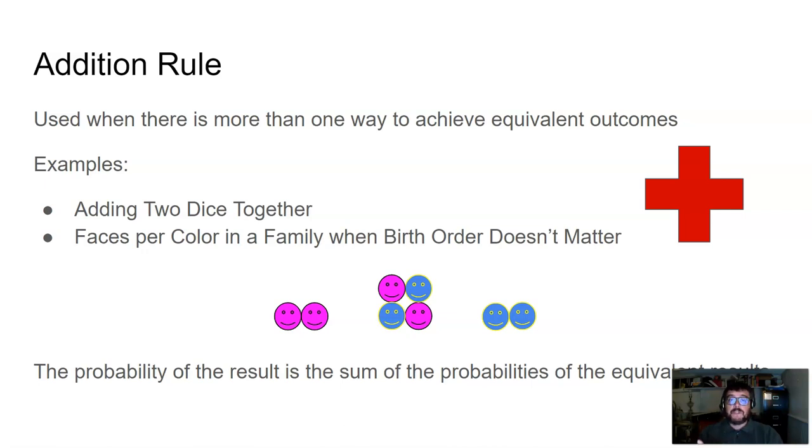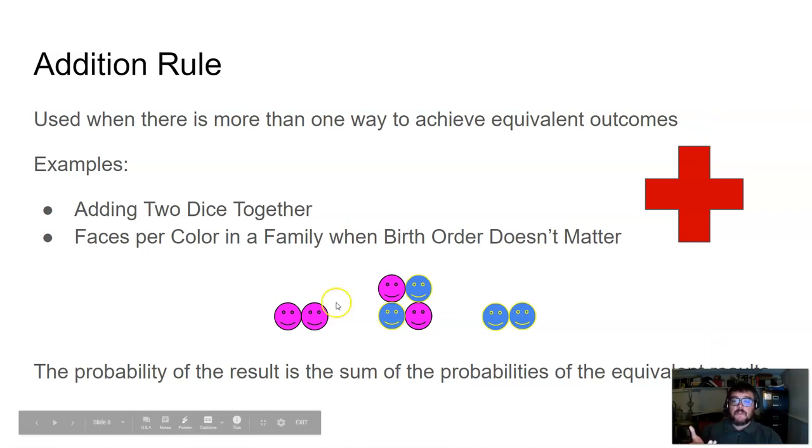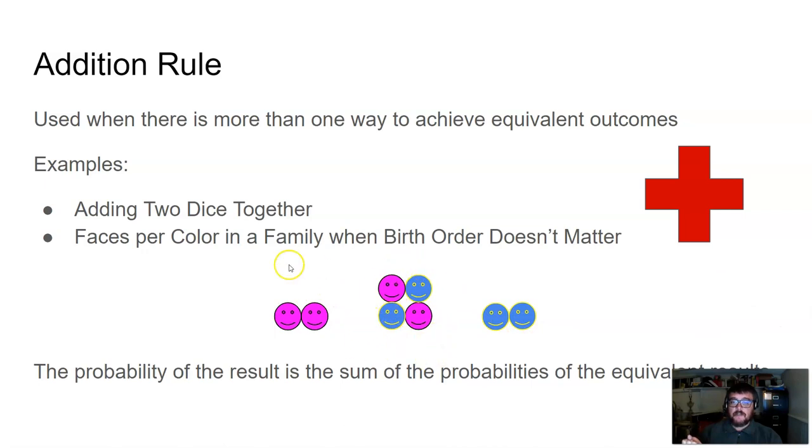Now, when there's more than one way to achieve equivalent outcomes, so if pink, pink, blue is the same as blue, pink, pink, then we add all the different ways to get to that equivalent outcome together, and that gives us the proportions of different outcomes. So for example, in a family where birth order doesn't matter, there's only one way to get 2 pink faces, there's only one way to get 2 blue faces, but there are 2 different ways to get a blue and a pink. And so if pink and blue are equally likely, this should happen twice as often as any of these.